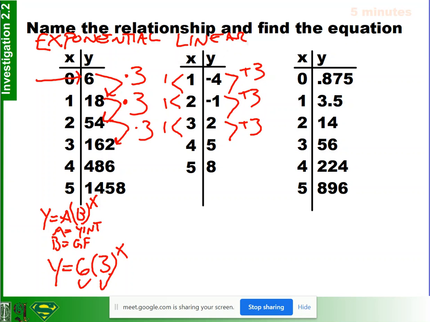And I used our rate that we're adding 3 every time to get a y-intercept of -7. Excellent. And so I came up with the equation of y equals 3x plus -7. All right.